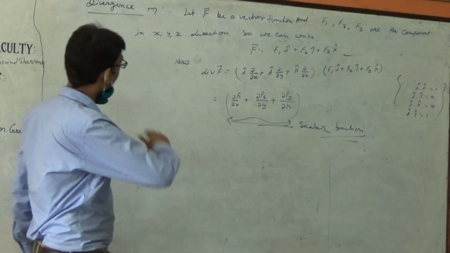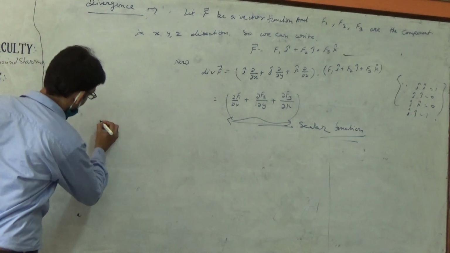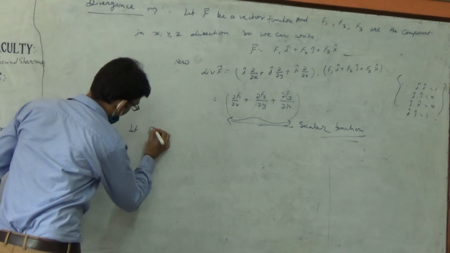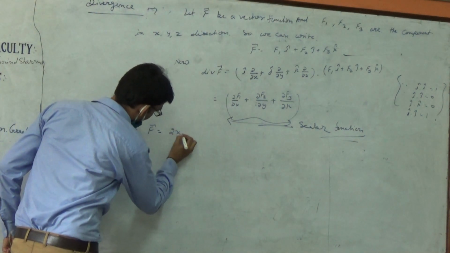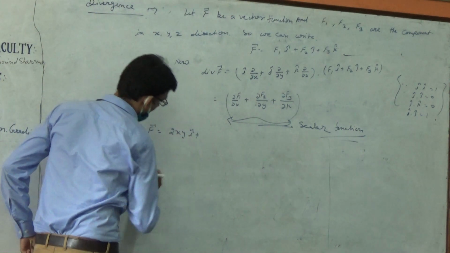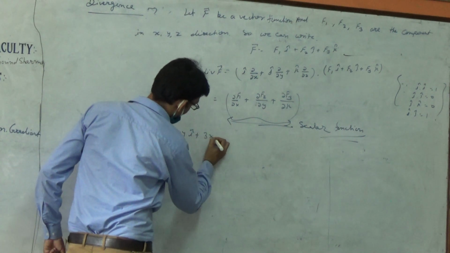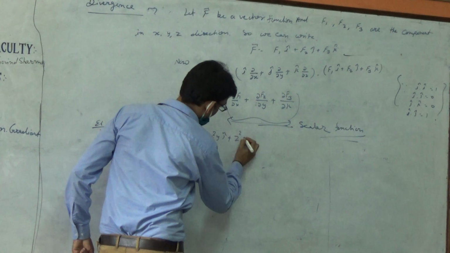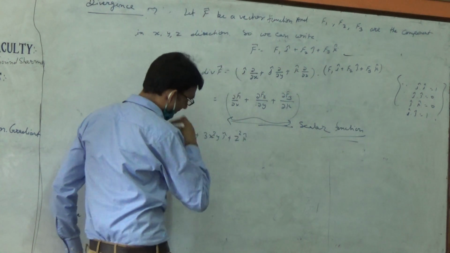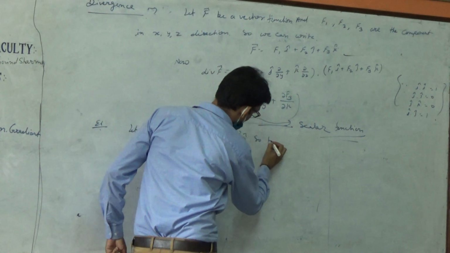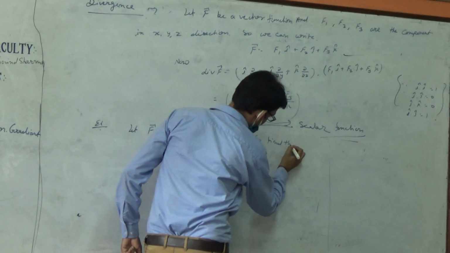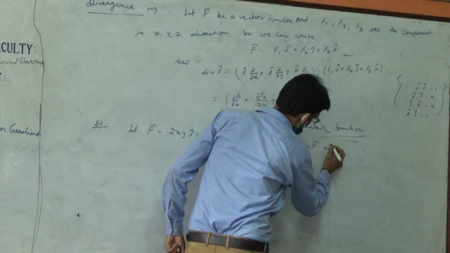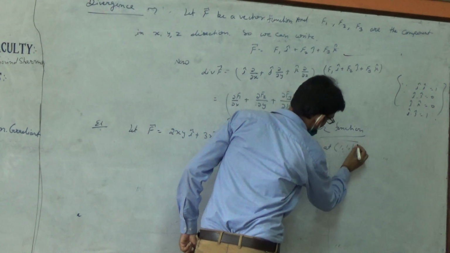Okay, now we take an example where F is 2xy i plus 3x squared y j plus z squared k. So find the divergence of F at the point 1, 1, 1.